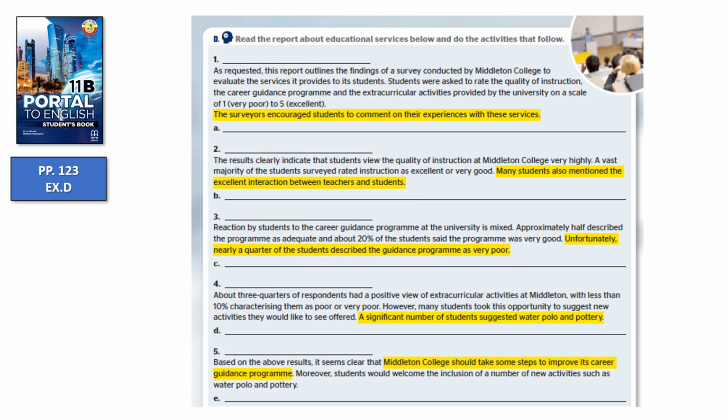Let's start with the student book, and please open your student book page number 123. Here you can find a report, and in the report there are 5 headings that need to be completed from number 1 to number 5. After that, there are 5 shaded sentences. You need to change them into the passive voice.